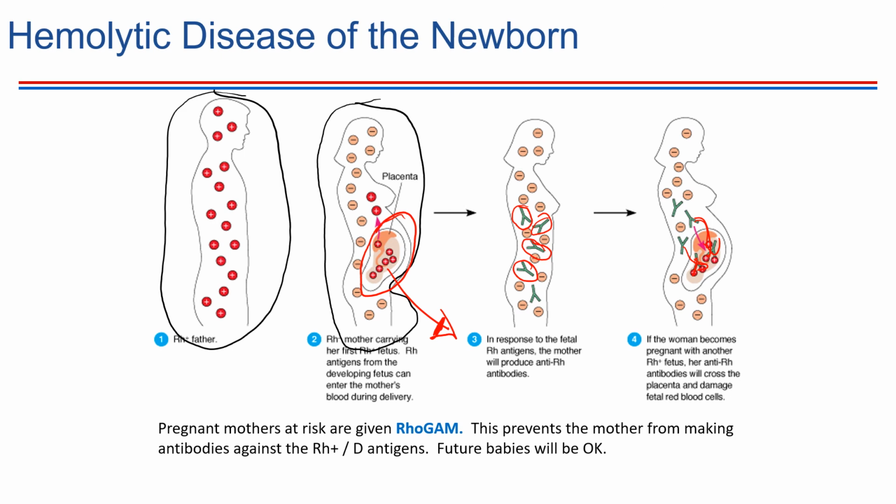Fortunately, there is a medication that we can give, and that medication is called RhoGAM, and the mom can take it. I believe she can take it right before she gives delivery and right after she gives delivery, and that prevents the mom from making any antibodies against that D antigen, that Rh antigen. And so if the mom never makes any antibodies, everything will be good moving forward, and all of her future babies will be okay. And that was the case with me and my wife. She got the RhoGAM shots, everything was fine.